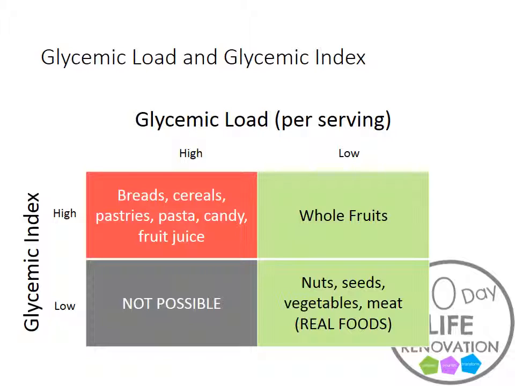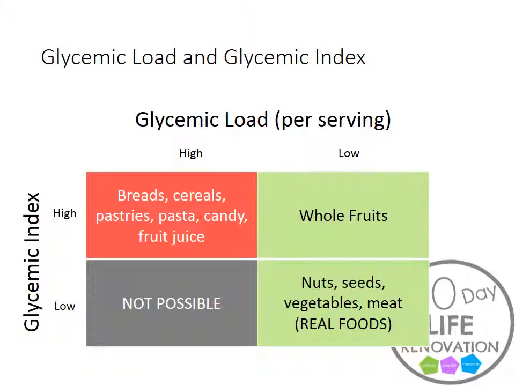So if we compare the glycemic index and the glycemic load, if foods have a high glycemic index and a high glycemic load, these things are like bread, cereals, pastries, pasta, candy, fruit juice. Those things are not very good in the body. They do a lot of things. They mess up hormones. They cause blood sugar spikes, and after a blood sugar spike is a blood sugar crash. So they do a lot of things in the body that aren't favorable for metabolic function, for optimum function, I should say.